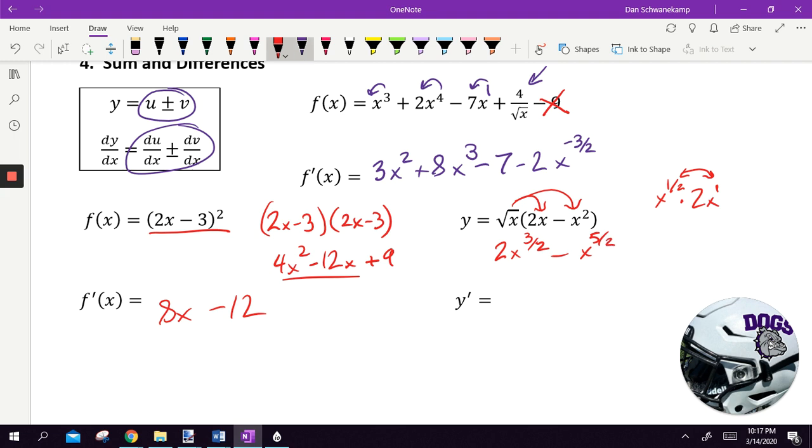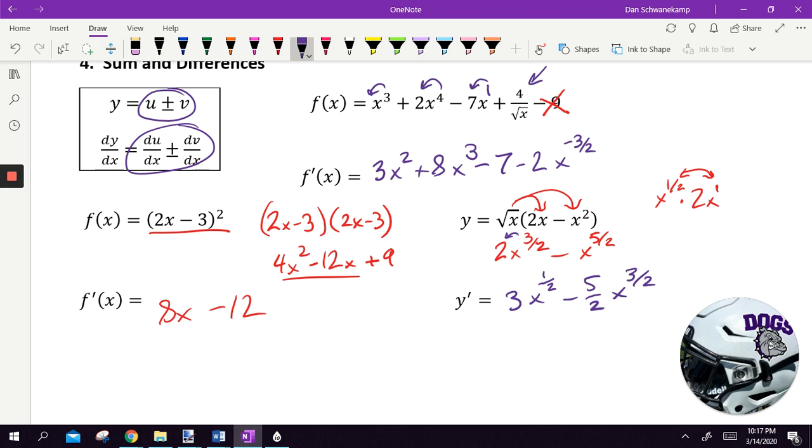Then I just take the derivative. 2 times 3/2, the 2's would cancel. It's 3x, subtract 1 from my exponent. And then multiply by 5/2, and then subtract 1 from my exponent. Boom, there's my answer.